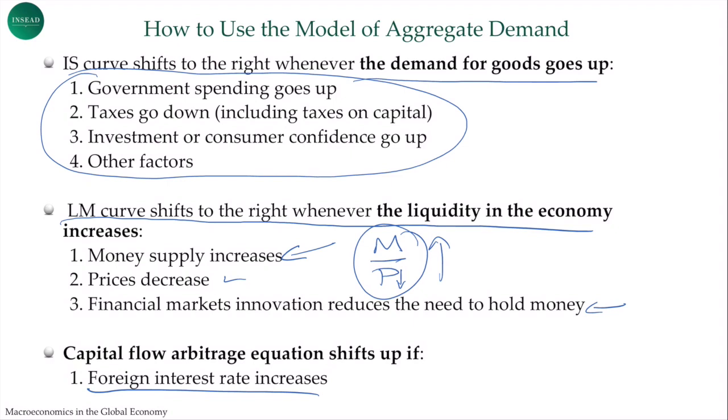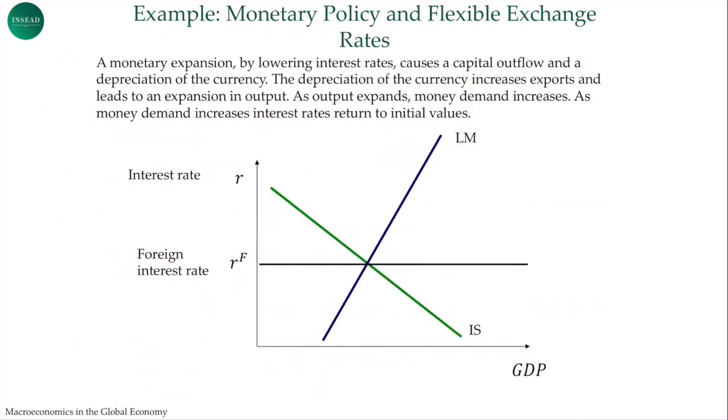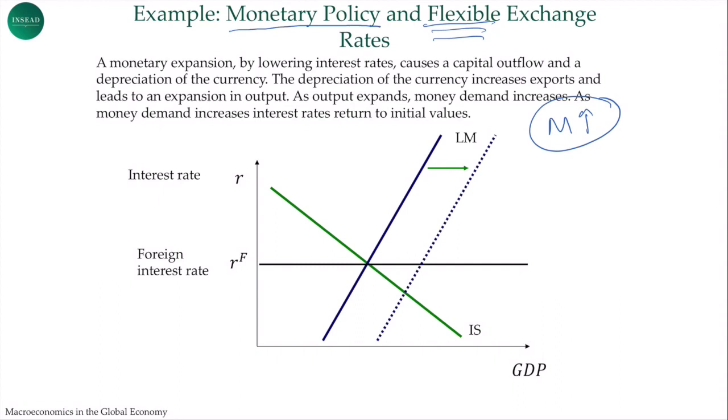Now let's do two examples here. Let's start with an example of a change in monetary policy in a country that has flexible exchange rates. So we're going to think about a country where the central bank decides to increase liquidity. What happens in this graph? Now we know the LM will have to shift to the right, because that's one of the conditions under which the LM shifts. That also means we move slowly down here.